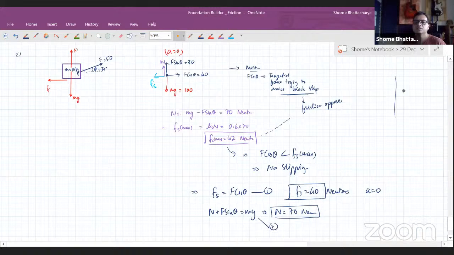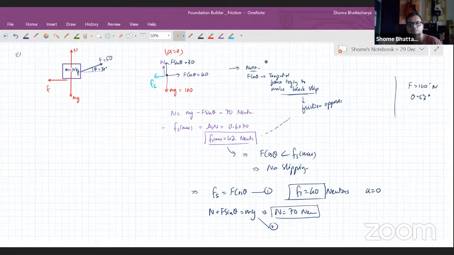Now in the second case, we are changing the values. Take F as 100 newtons and theta as 53 degrees and try to do the same type of calculation. Please go through this carefully and let me know if there's any doubt with the free body diagram or with the values. So using the standard values of sine 37 as 3 by 5 and cos 37 as 4 by 5.